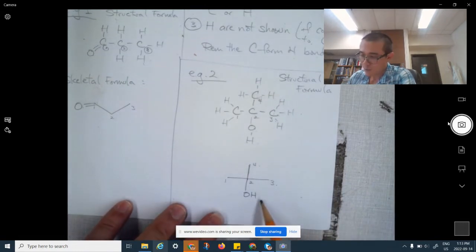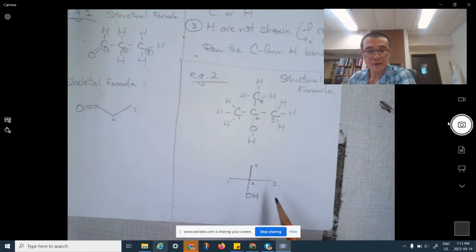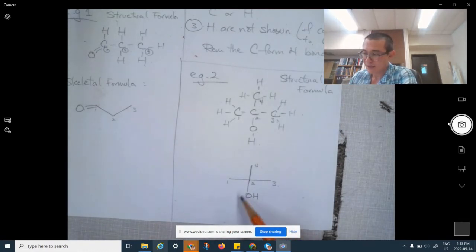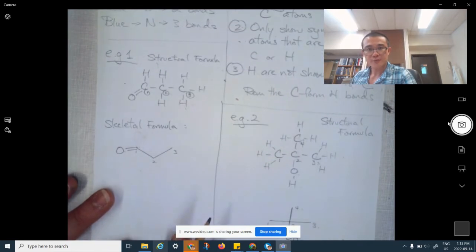Simply because an OH group in organic chemistry or biochemistry symbolizes an alcohol. So in this case, they will draw it like this. It's understood that there's a single bond in between. Okay, so hopefully this helps.